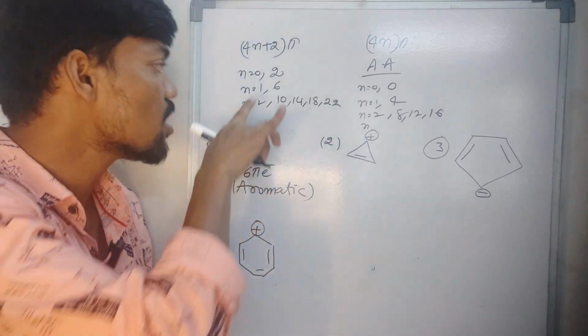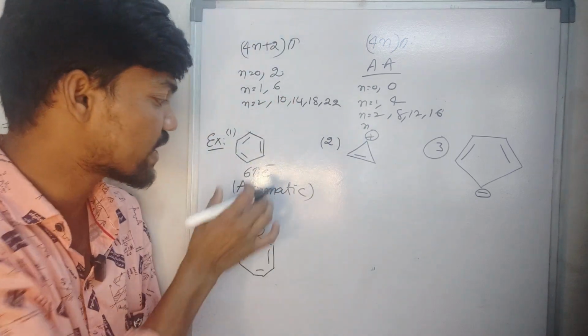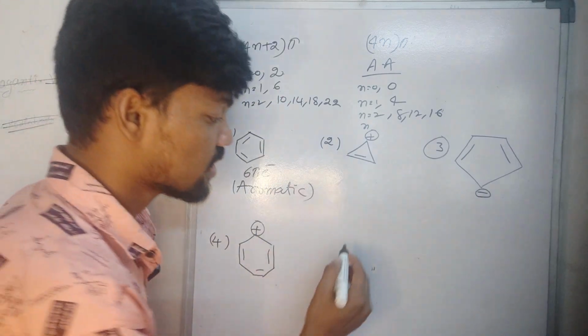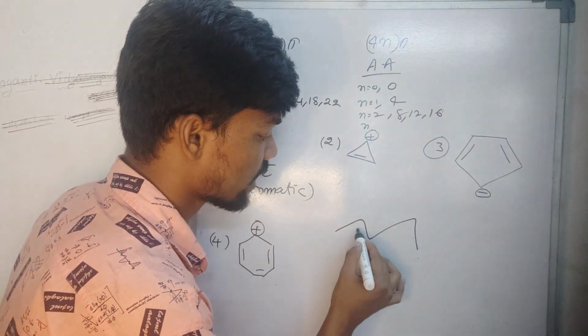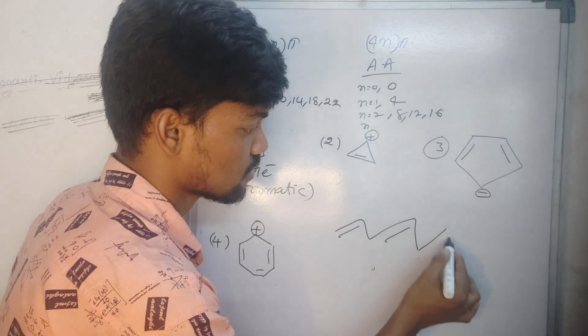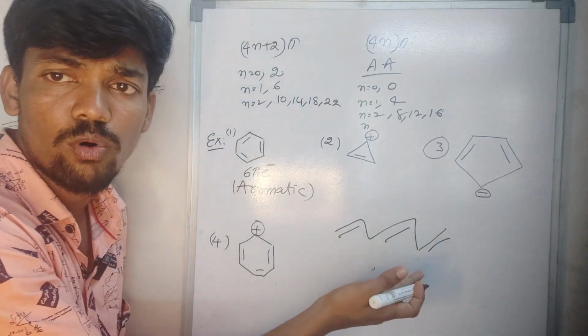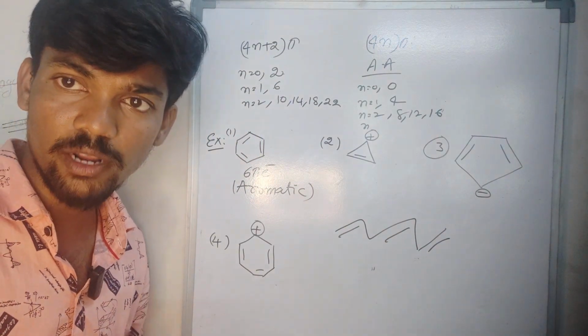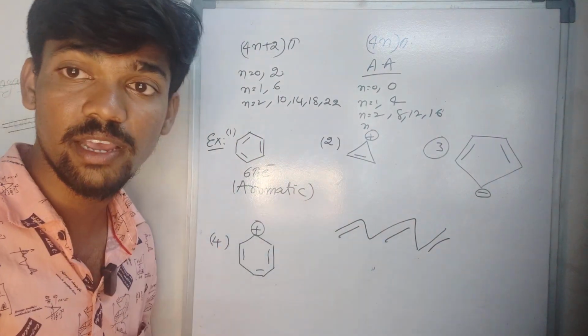Fourth one is the 4n plus 2 pi electrons. Seeing 6 pi electrons like this, they will give like this also. It has 3 pi bonds, so 6 pi electrons are there. 6 pi electrons means, is it aromatic? No, it's a chain. It is not cyclic.